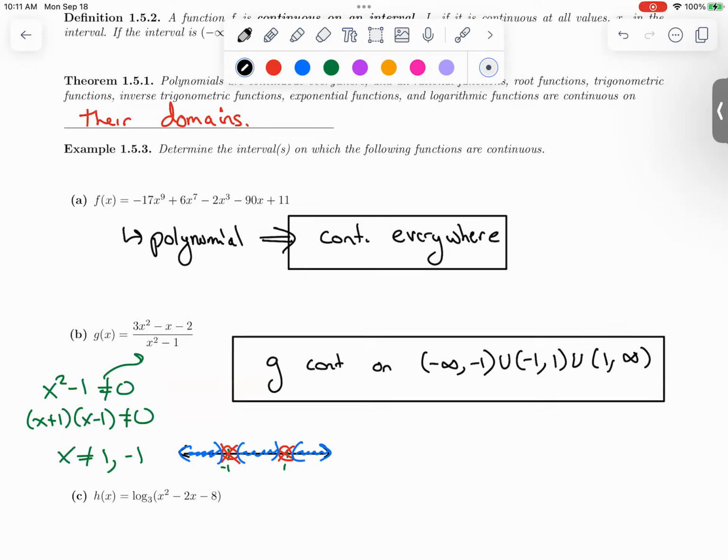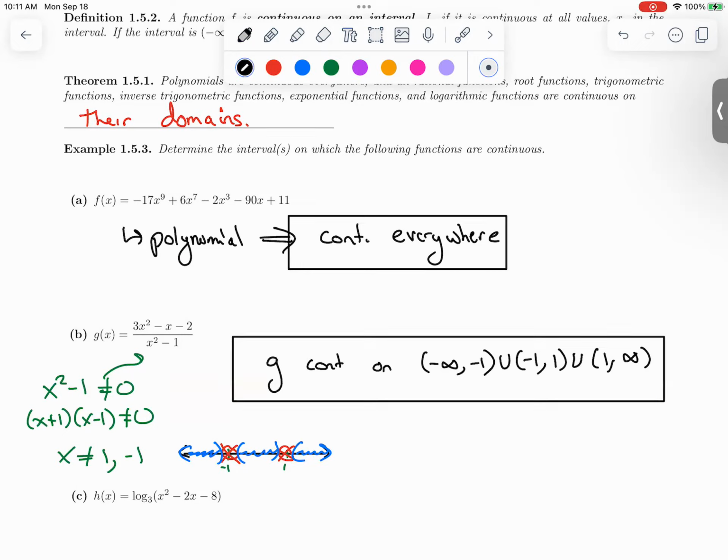This next one, the log base 3 of x squared minus 2x minus 8. Now, this one's going to go back to nonlinear inequalities because what do we know about logarithms? They have to be positive on the inside. They have to be strictly positive. You cannot have any log, whether it be natural log, log base 3, log base 5 billion, it doesn't matter. Logarithms have to have their insides be strictly positive.